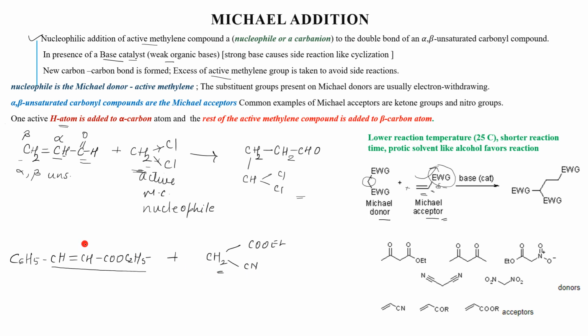So what did I say? The hydrogen goes to the alpha carbon atom. The alpha carbon atom is the carbon attached to the functional group, and the next carbon is the beta carbon, and the remaining part goes to the beta carbon. So if you want to draw this structure, first put a single bond, write the rest of the structure, put the hydrogen at the alpha carbon, and the remaining part goes to the beta carbon atom. Okay, so this is how it is done, and triethylamine can be used as the base. Protic solvents promote the reaction.